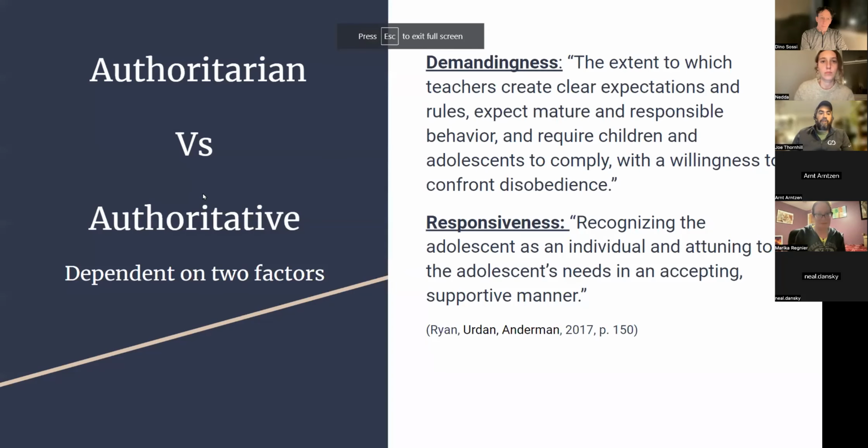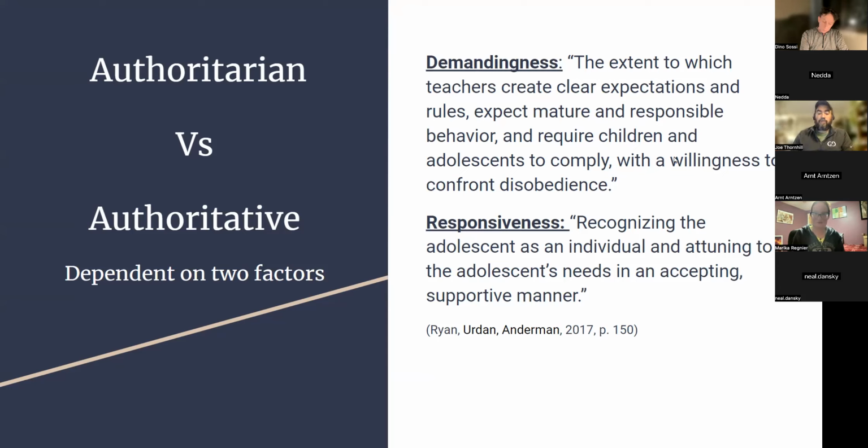I'm using authoritarian versus authoritative styles of teaching. This is actually based on styles of parenting that came from a previous textbook that I used in another class. And the basic idea is that in an authoritarian class, the extent to which teachers create clear expectations and rules, expect mature and responsible behavior, and require children and adolescents to comply with the willingness to confront disobedience, this defines a factor known as demandingness.